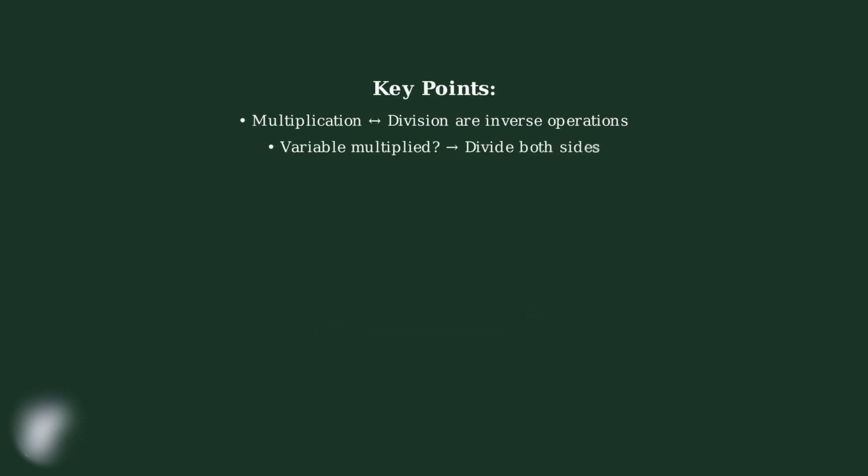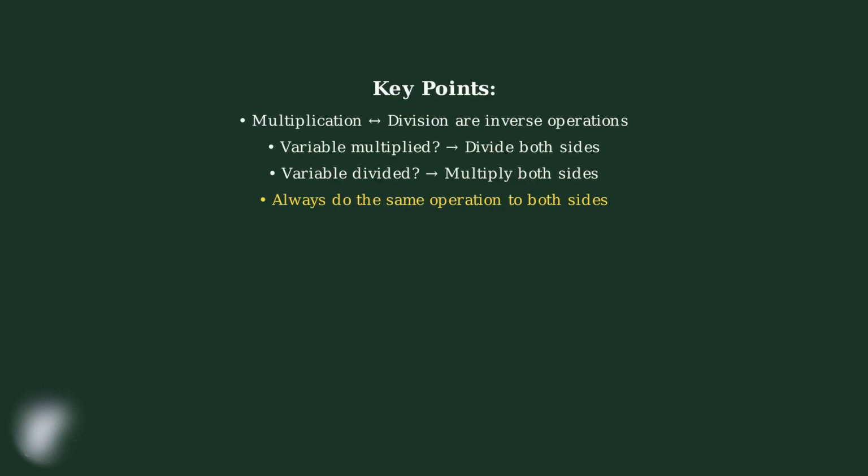When we divide both sides by 4, we're performing the same operation on both sides. The scale remains balanced, but now we have isolated our variable. This is the fundamental principle behind all equation solving. Remember these key points. Multiplication and division are inverse operations.